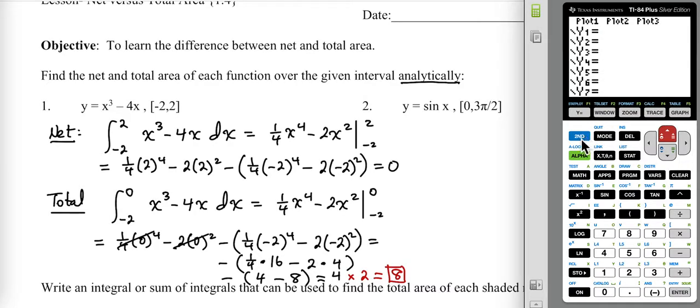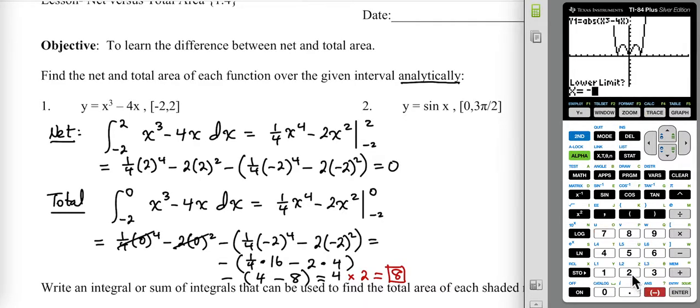So x cubed minus 4x. Yeah, I should have just hit enter on the equal sign to turn off y1, but I zigged when I should have zagged. So that's the absolute function. So let's second trace option 7, -2, enter, +2, enter, and you see that gives you the 8. All right, so that's pretty cool.